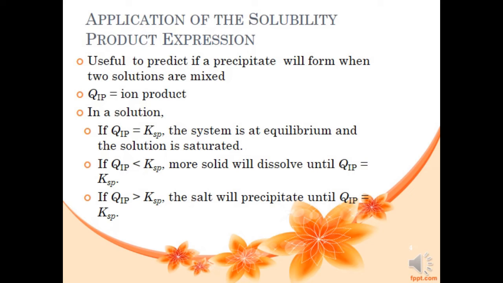Now, how do we apply the solubility product expression? First, we can predict the formation of a precipitate when two solutions are mixed, based on the reaction quotient Q. When Q is more than K, a precipitate will form. If Q is less than K, no precipitate is formed. If Q equals K, then the system is at equilibrium, so we can say the solution is saturated.